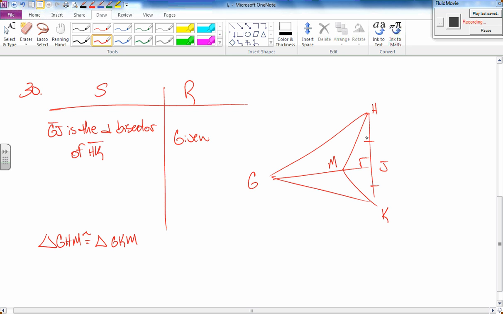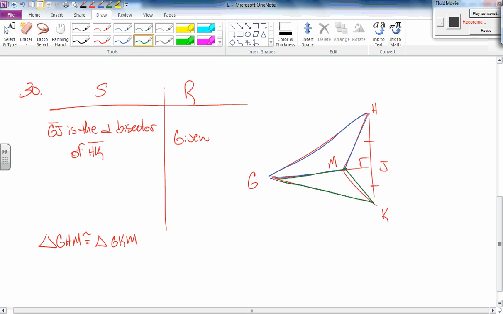Here we have our right angle. We know that J has to be the midpoint because HJ is marked congruent to JK. However, those are not part of the triangles that we're proving congruent. We are proving triangle GHM is congruent to triangle GKM.